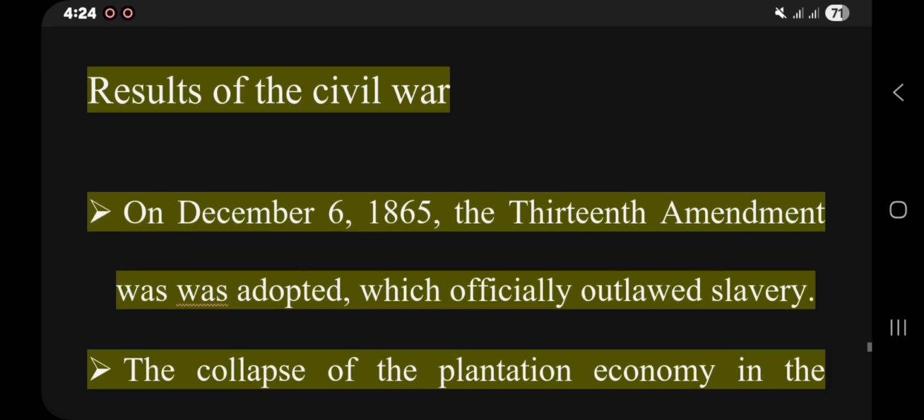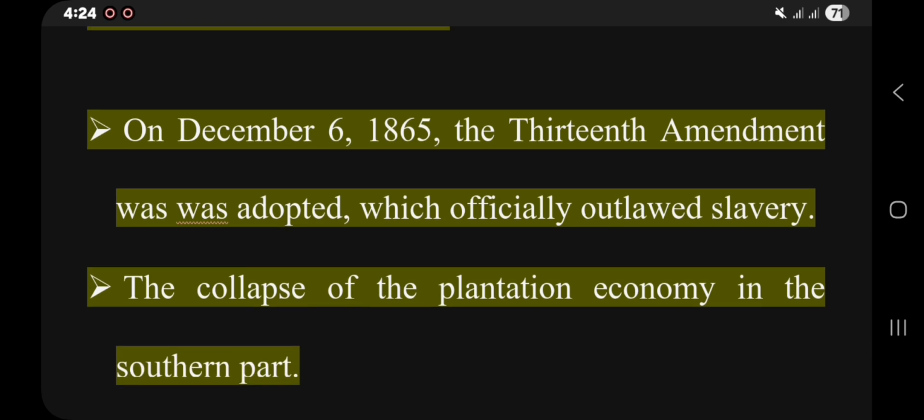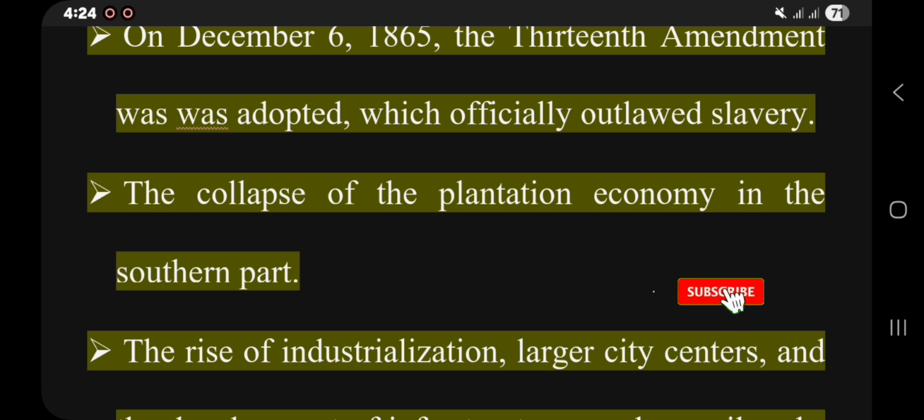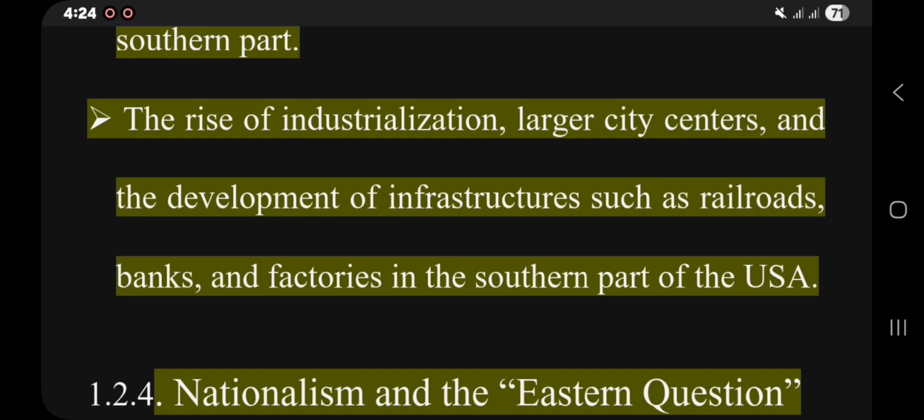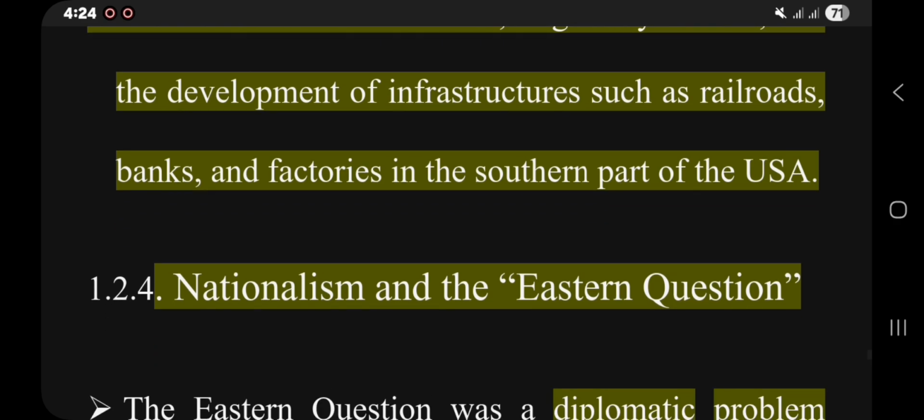Results of the Civil War. On December 6, 1865, the 13th Amendment was adopted, which officially outlawed slavery. With this, slavery was totally abolished from the United States of America. The collapse of the plantation economy in the southern part was another result. The following are some of the other results: the rise of industrialization, larger city centers, and the development of infrastructure such as railroads, banks, and factories in the southern part of the United States of America.